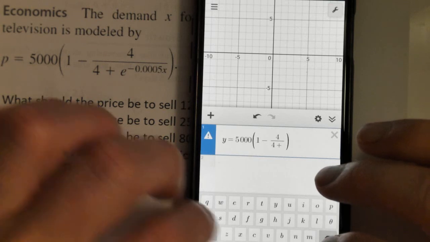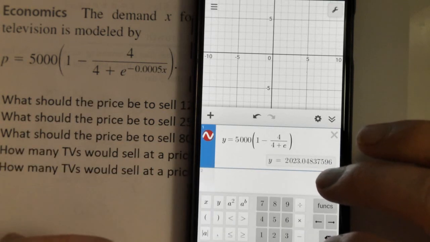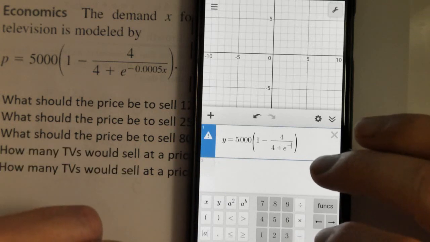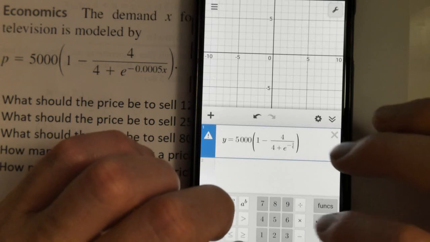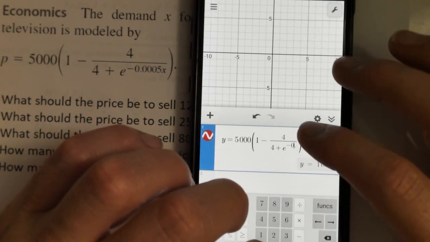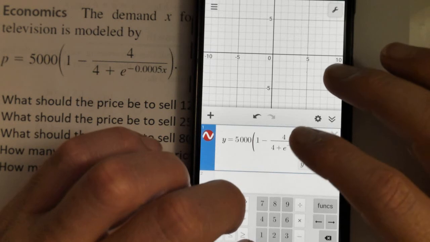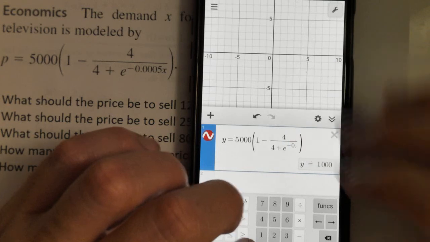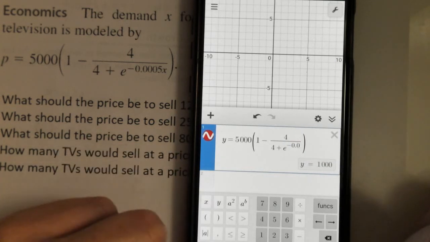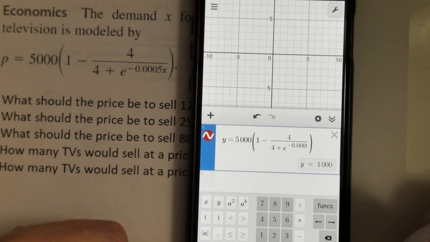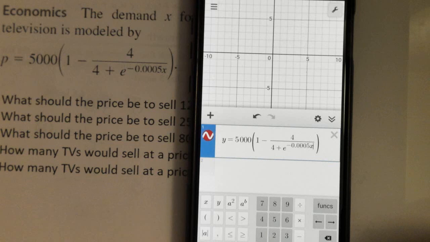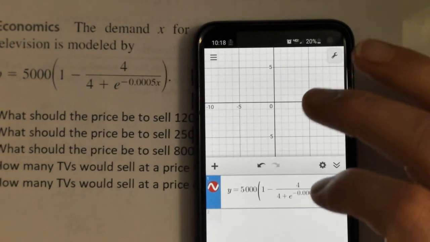E, there's E, and E is going to be raised up to the negative 0.000, that's 3 zeros, and then 5x. Okay. Alright, so there's my equation, and I have it now plugged into the graph.